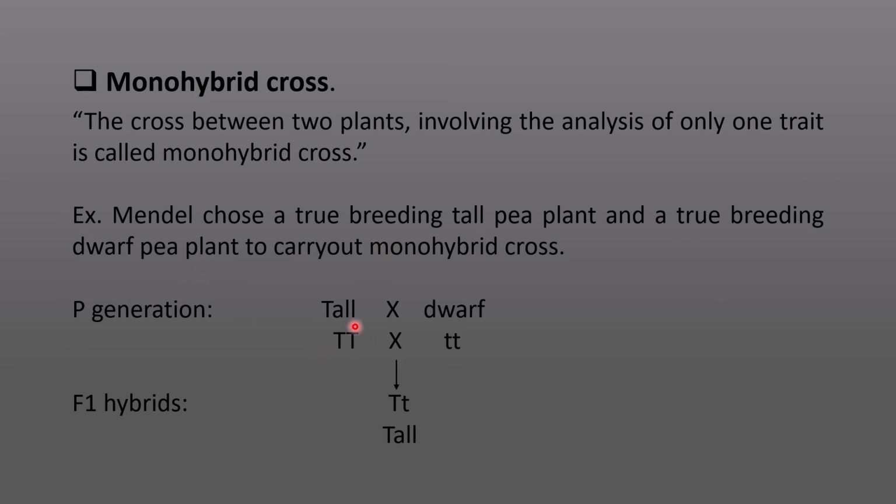Here, the letters capital T and small t were used to represent the alleles of the gene that determine the height of the plants. By convention, the uppercase letter represents the dominant allele and the lowercase letter represents the recessive allele. The plants are pure lines, as I told you. So the true breeding tall plants are homozygous for the dominant allele capital T, and the dwarf plants were homozygous for the dwarf allele small t.